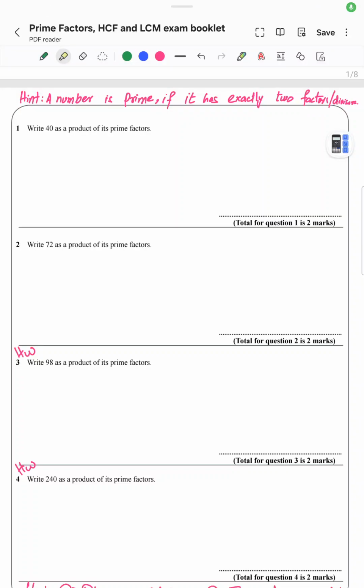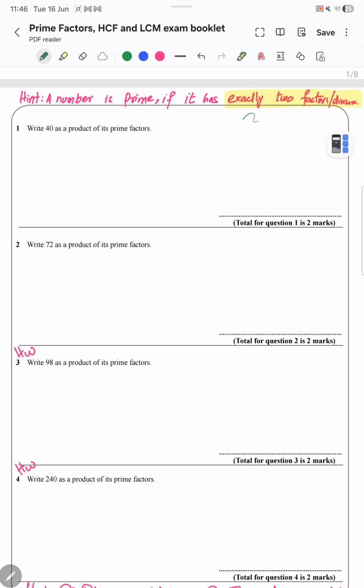Hi, in this video, I will discuss how to find the prime factors of a number and how to find the LCM and the HCF. Before that, we should know that a number is prime if it has exactly two factors or divisors, like one and itself.